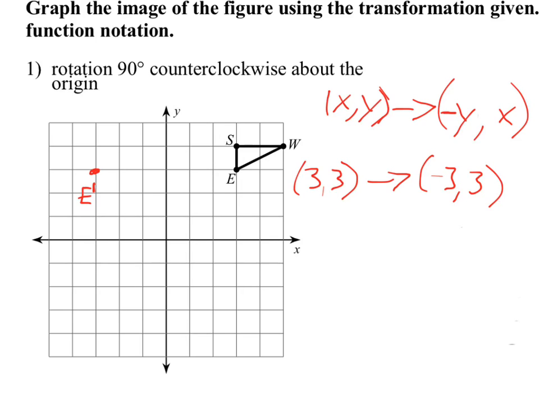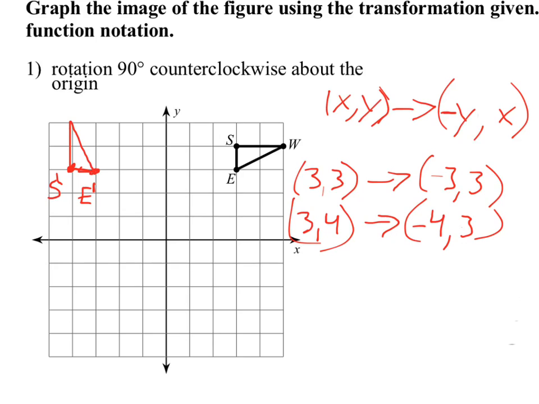on S, that one is at 3, 4. If you change the order, you'll get 4, 3, and you change the sign on the first one, is going to give you negative 4, 3. So I'll get negative 4, 3. There's my S prime, and you can kind of see that the figure is going to end up going up like that, because that's those 2 points, and W is just up here from that.